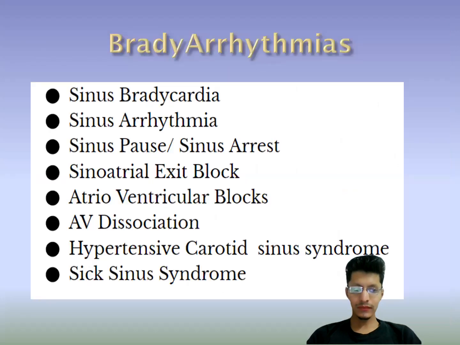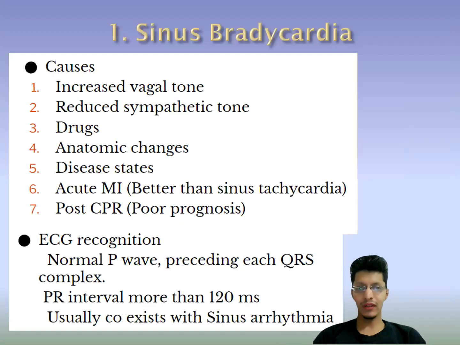Okay. Now, we have different kinds of arrhythmias, bradyarrhythmias. What is bradyarrhythmia? Bradyarrhythmia is when the heart rate is less than 60 beats per minute. So when your heart rate is less than 60 beats per minute, it is known as bradyarrhythmia. It can be sinus bradycardia, sinus arrhythmia, sinus pause, sinoatrial exit block, AV nodal blocks, AV dissociation, hypersensitive carotid sinus syndrome. It can be sick sinus syndrome. Okay, now we'll study one by one.